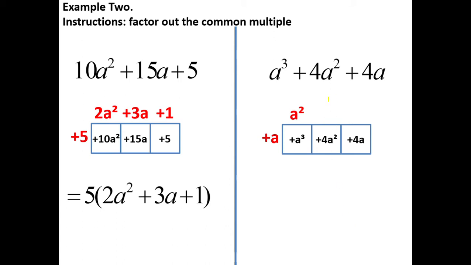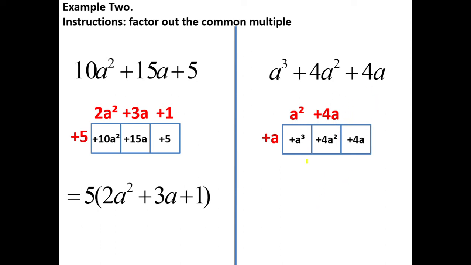Okay, how about this middle one? A times what gives you 4a squared? Well, clearly it's a times 4, because there's a 4 here inside the box. But how many a's? Well, a to the 1 times a to the 1 gives you a to the 2, because you add the exponents. So what we need up here is a 4a. 1 plus 1 gives you 2.